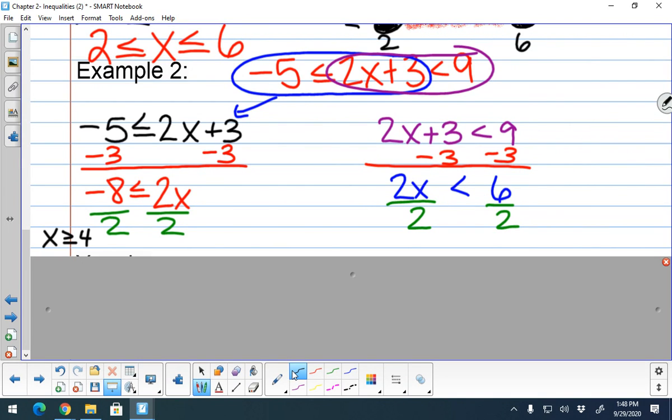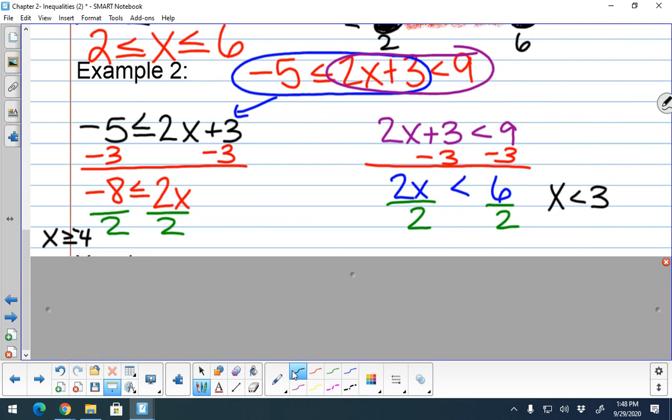Or -4 is less than or equal to x? Is it negative? Good. Did my sign have to flip? No, good, because I divided by 2, so my answer is allowed to be negative. I only flip when I'm actually dividing by a negative. All right, Brady, what is the answer to my other one? X is less than 3.